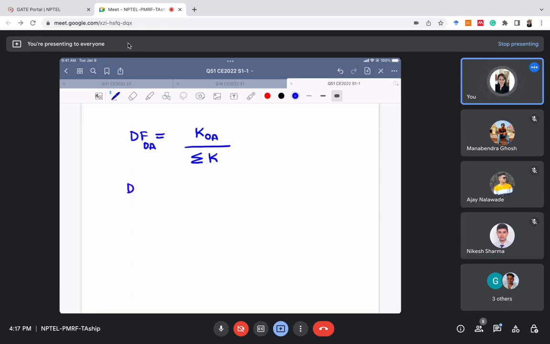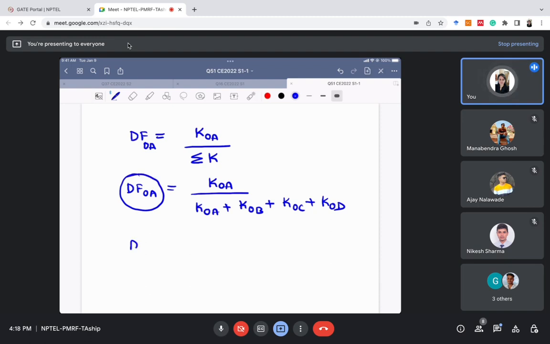So the distribution factor for member OA we can write as KOA divided by KOA plus KOB plus KOC plus KOD. We know all the values of KOA, KOB, KOC and KOD, and we can calculate the value of distribution factor. And in this distribution factor, what does it mean?